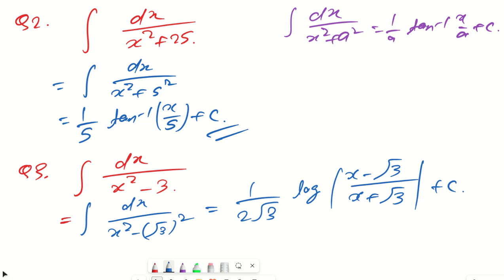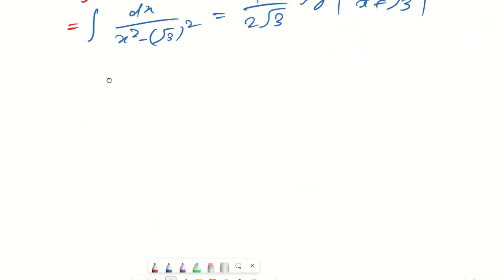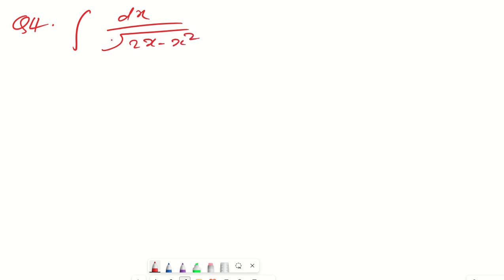Let us take one more question. So question is: integration of dx by a square root of 2x minus x square. So how to solve this question? Our aim is to see, this is looking like ax square plus bx plus c kind of thing. So if we can convert this in terms of some x minus a whole square or x minus b whole square, it will be easy. So can we do that?